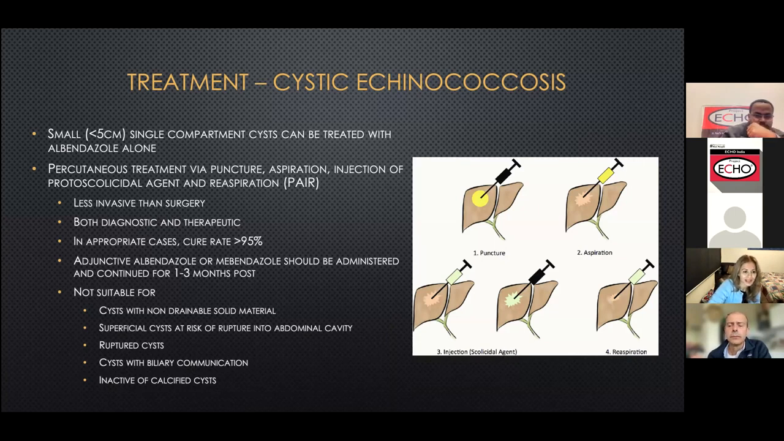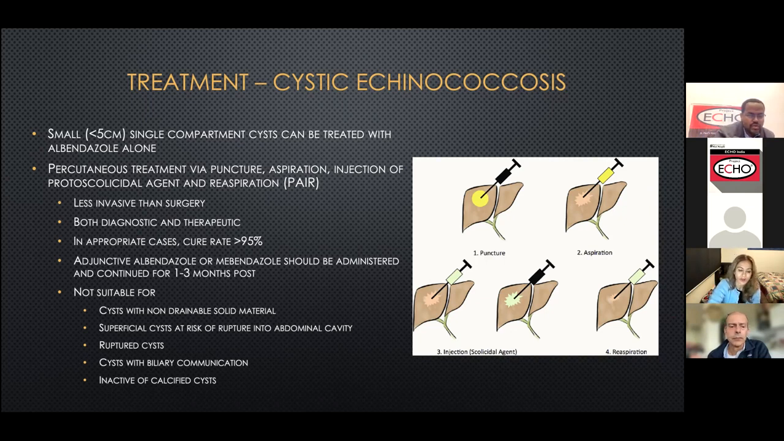So the least invasive way is probably radiologically to puncture the cyst directly, aspirate its contents, and into the same needle you can inject a protoscolicidal agent and then re-aspirate to remove the contents. And now you've ablated the cyst. This is less invasive than surgery. It has the advantage of being diagnostic and therapeutic, and in appropriate cases, the cure rate's over 95%. Because there's always a theoretical risk of cyst rupture, the recommendation is to use albendazole administered before and then for a month or two after the treatment, even though it's localized.